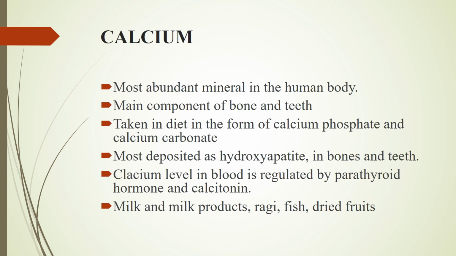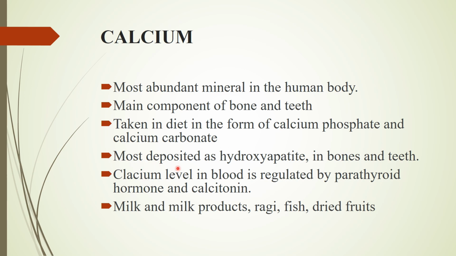First we can deal with the macrominerals, and the first one is calcium. Calcium is the most abundant mineral in the human body and is a main component of bone and teeth. It is usually taken in the diet in the form of calcium phosphate and calcium carbonate.